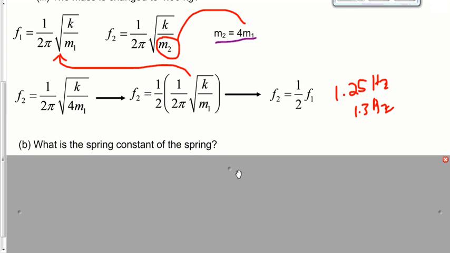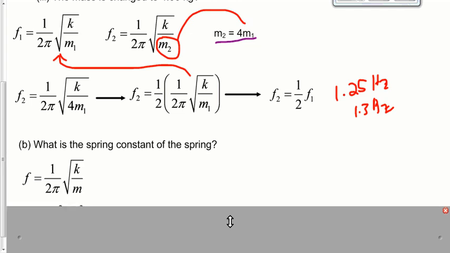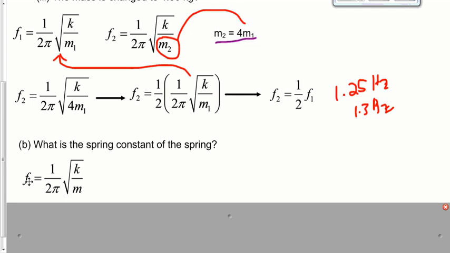When we're dealing with this system, we've got a spring, we've got a mass, we know the mass, but what the heck is a spring constant? Hopefully you can see this one isn't too challenging. All we need to do is look at our expression and rearrange it for k because we have f, we have m, and we can use either F1 or F2. They're both going to give us the same answer.